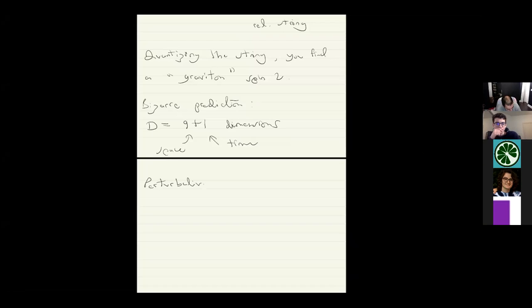Perturbative in what? Well, in addition to the graviton, there's always a scalar field, a scalar mode called a dilaton.